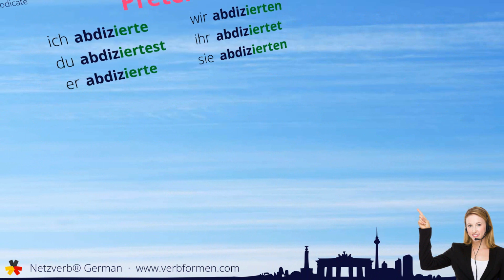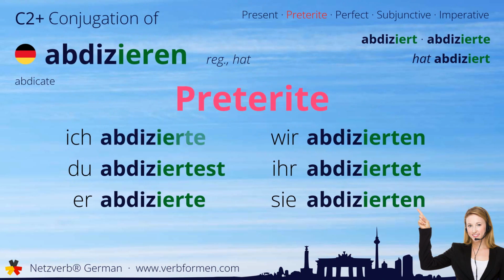Next up is the preterite. Ich abdizierte. Du abdiziertest. Er abdizierte. Wir abdizierten. Ihr abdiziertet. Sie abdizierten.